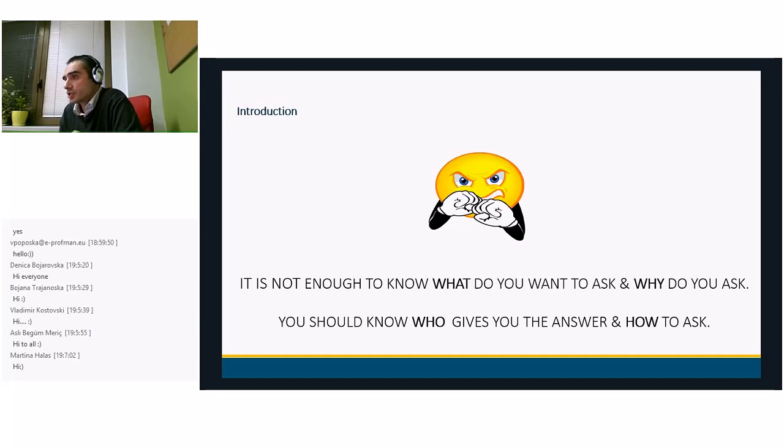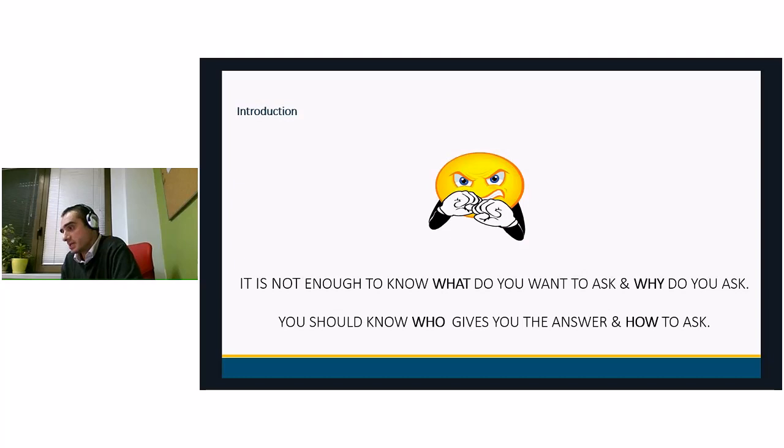Apart from these two related things, what are we doing for research and why are we doing that, there are also two additional elements. Who gives you the answer? Very important. This is related to the target group. And how to ask, if you're doing quantitative or qualitative research. These are also very important aspects, because if they're not aligned, you could get a biased story. So you will not get valid and reliable results. And that is what counts, not only in science, but also in what you get as a practical solution.